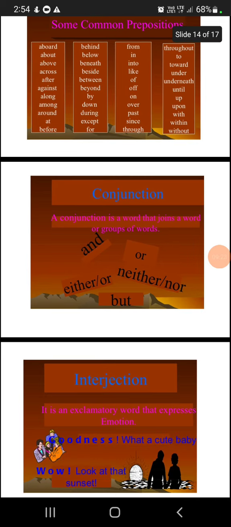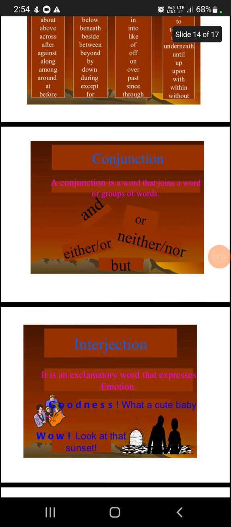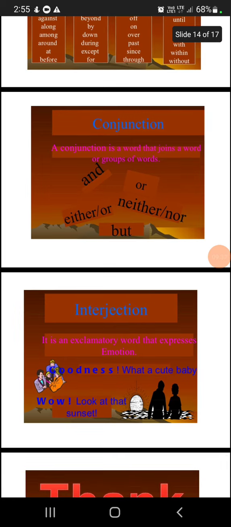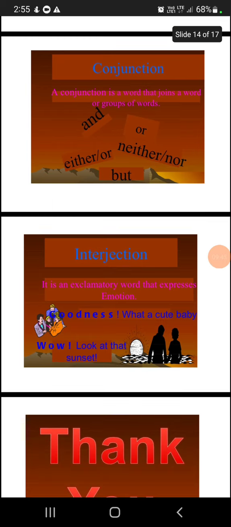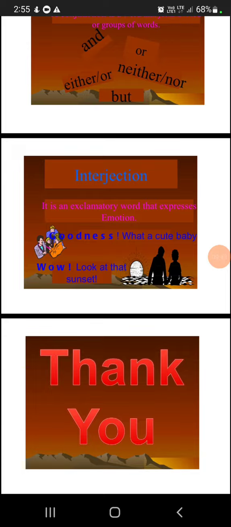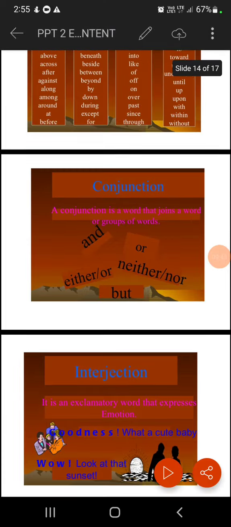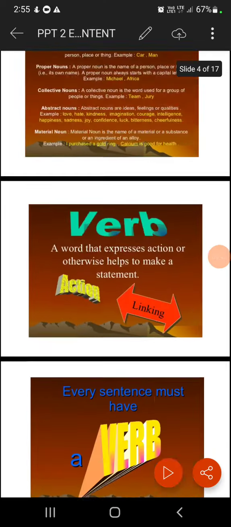And then interjection. An interjection is an exclamatory word that expresses any emotion. Oh my goodness, what a cute baby. Wow, look at the sunset. So these kinds of sentences always represent an exclamation. And the slide is concluding here. I will revise everything once more for you.